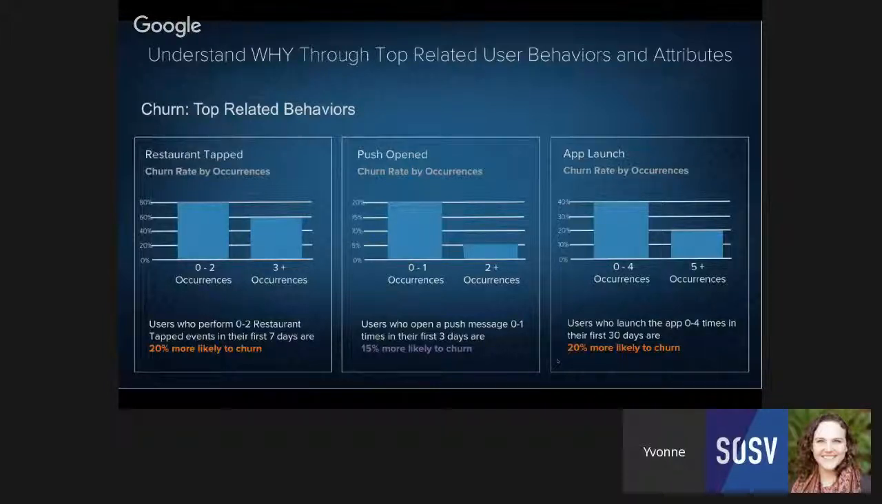Same thing goes for this app launch example. Maybe you find that users who launch the app 0 to 4 times in their first 30 days are 20% more likely to churn. That indicates the behavior you want to go after in your app: you want to try to get people to open your app at least 5 times within their first month of using the app. And that's what's going to generate more loyalty and get the user to stick with your app more.